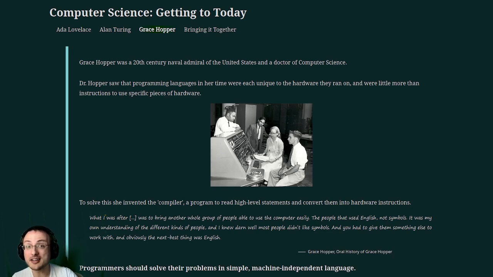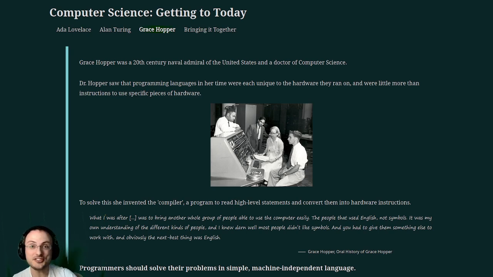And in order to realize this dream, Dr. Hopper invented the compiler. So a compiler is a program that takes very high-level statements, things that read almost like the English language, and distills them down into things that run on actual hardware. Every modern programming language that we use today uses either a compiler that does this before the program runs, or an interpreter, which is like a compiler, but it's rereading, translating your instructions in real time.